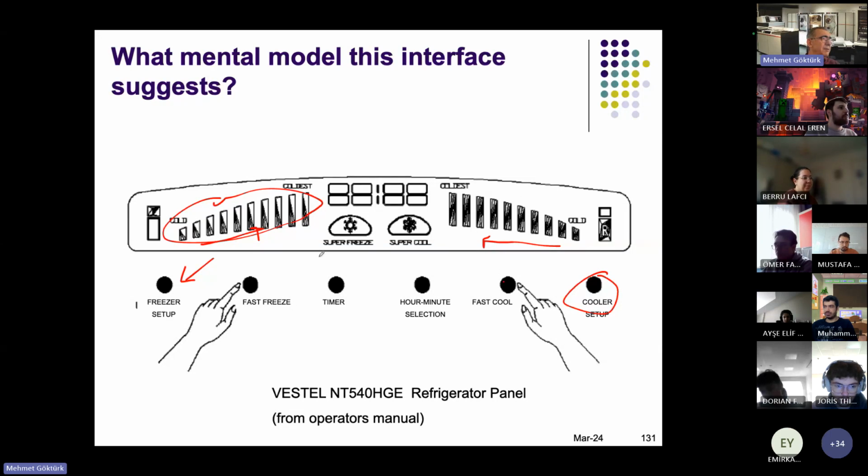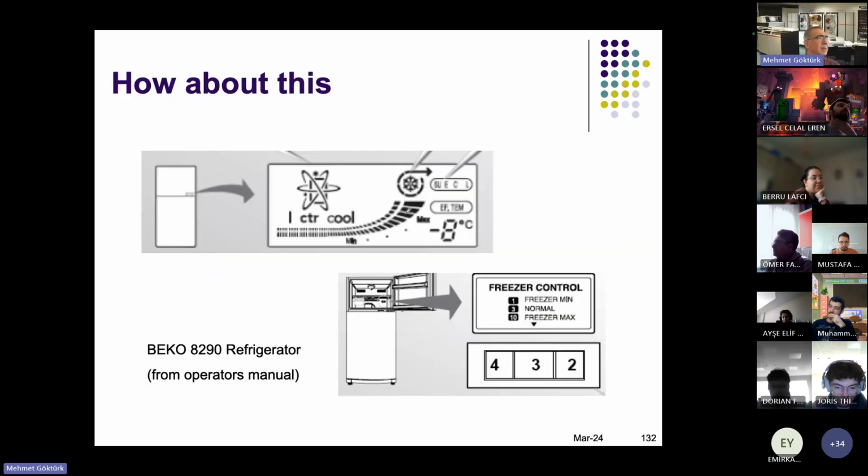Fast cool and fast freeze illuminate these parts. Basically, they are the maximum setting for a certain amount of time. So using this interface, I will have some mental model forming. In the Beko, it's different. There is one control outside and there is one inside.